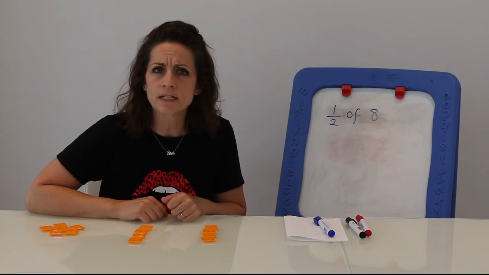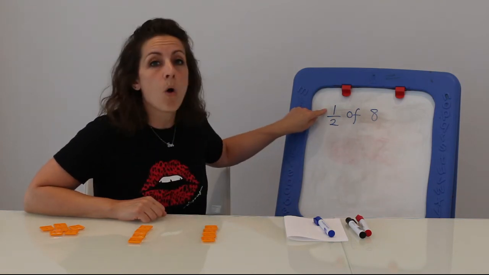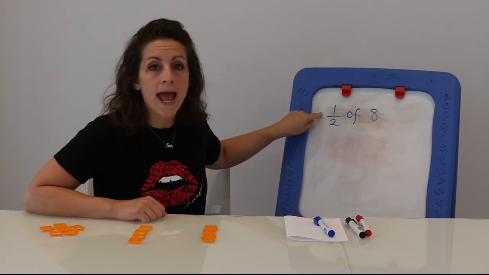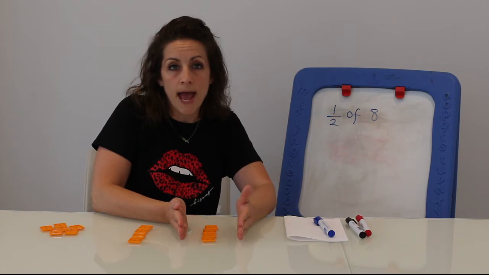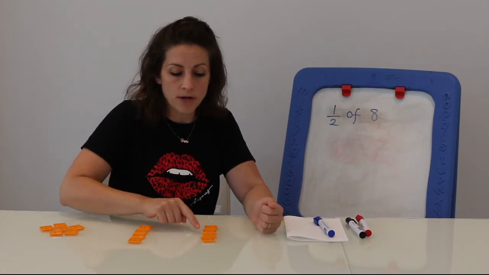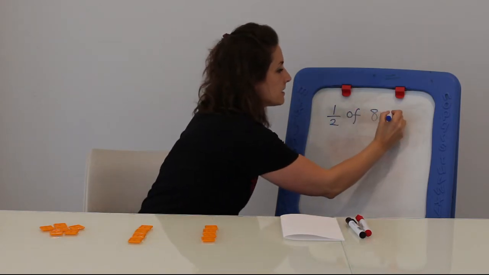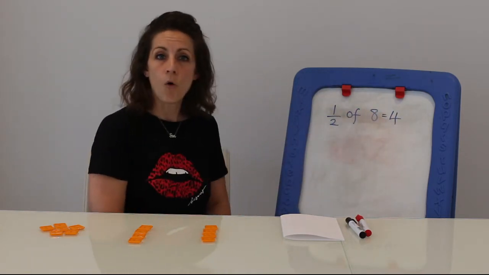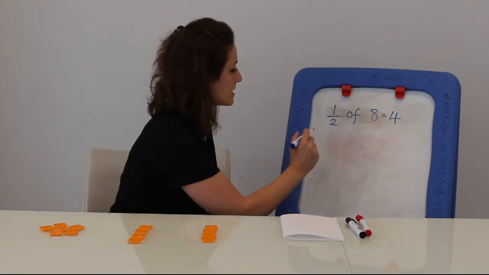Now is half of 8 8? No, because I only want one of those groups, 1 out of 2. So I'm just going to concentrate on this group here. How many pieces do I have? 1, 2, 3, 4. So half of 8 is 4. Did you get the same answer? Let's try another one together.